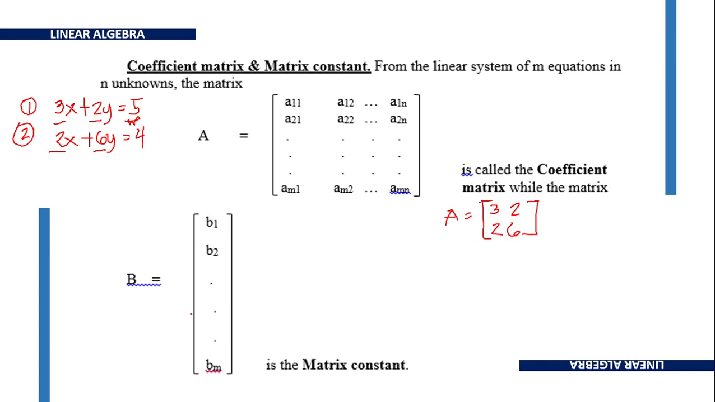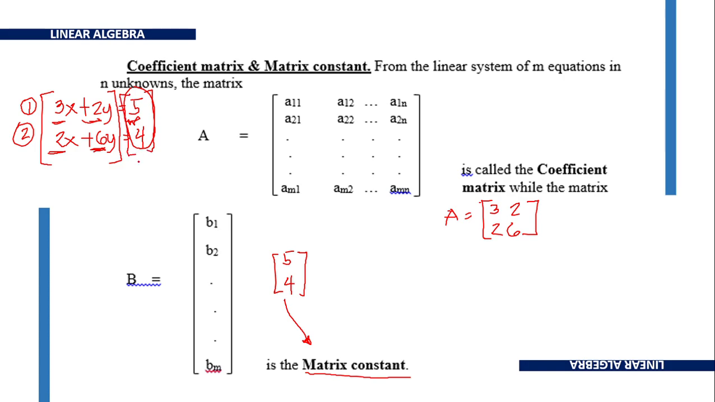While the matrix naman, which is matrix constant, itong matrix constant naman are yung mga constant natin. Okay? So, these are yung ating mga constant. Ayan. So, we will have 5 and 4. So, this is our matrix constant. Okay? So, from this given equation, nakakuha tayo ng coefficient matrix by getting the coefficients. Yung mga coefficients lang, hindi kasama yung variable. Then, this is our matrix constant.